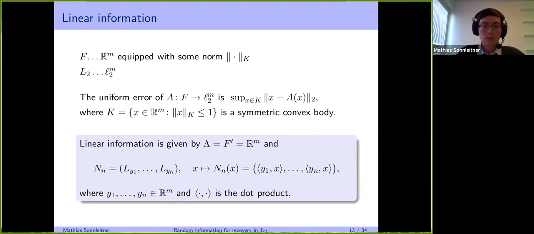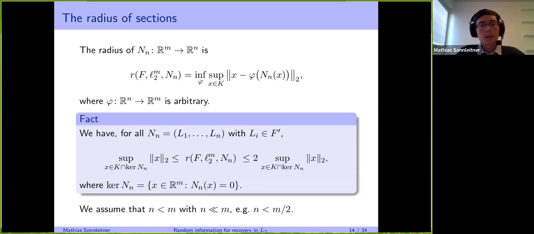Now, what is the best we can do with such linear information? For this, I want to elaborate a bit and transfer this to a geometrical setting, namely the radius, again, as before, is defined now by taking the infimum over all phi from R^n to R^m, and again measuring the supremum over all these vectors in the L2 norm.